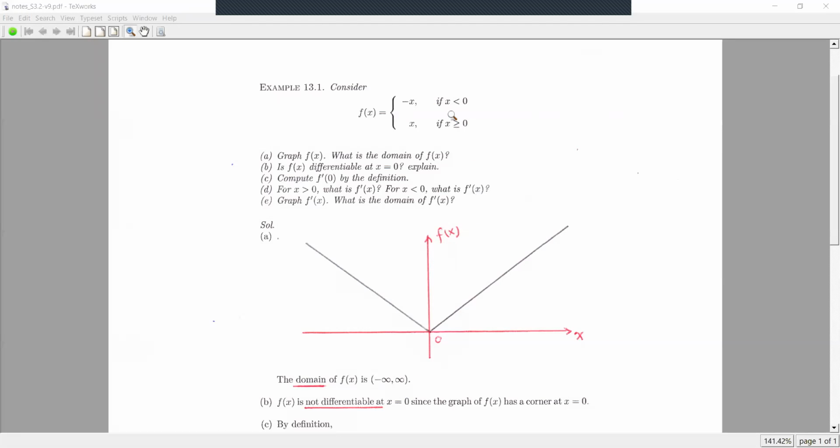For example, when x is +3, the function value is 3. When x is 0, the function value is 0. When x is -7, the function value is the negative of -7, which is +7. So the function is computable at any number. Therefore, the domain of the function is all the numbers.